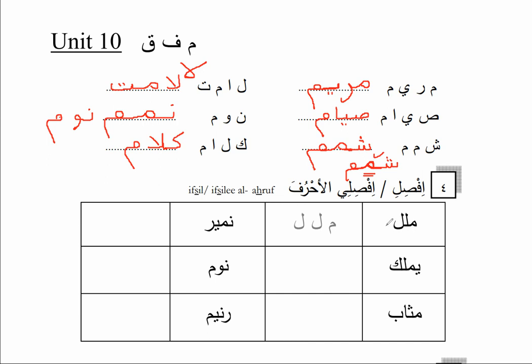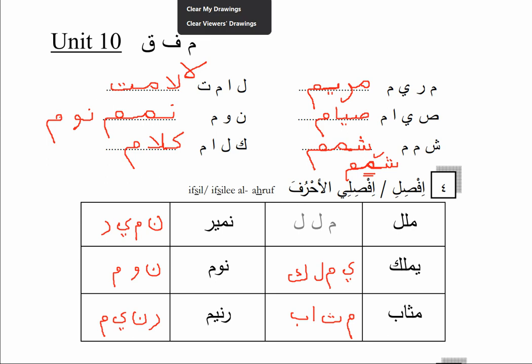So let's see question number 4. Meem, lam, lam. You need to separate the letters. Ya, meem, lam, and kaf. Then meem, tha with the 3 dots, alif, and ba. There are 4 letters here: noon, meem, ya, and ra. Noon, waw, and meem. Ra, noon, ya, and meem. So let's check the next exercise.